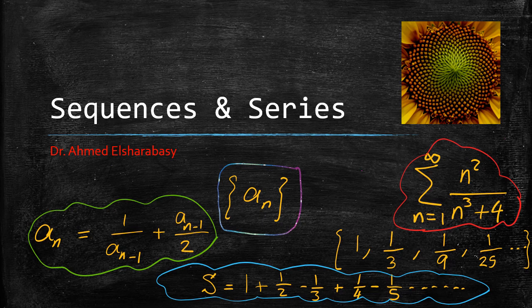Test means we need to figure out if this sequence or series converges to a specific value, or if it's not converging to anything, it just explodes up to infinity, and then we call this divergent. So let's begin.